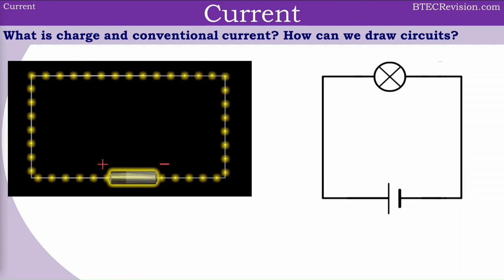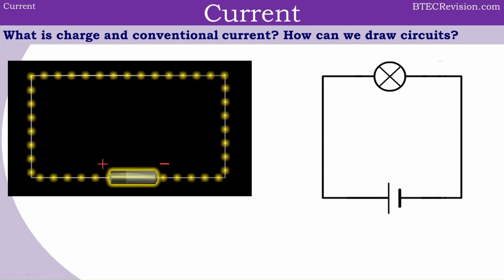What is charge? Charge is a property of protons and electrons, where if you remember from GCSEs, protons have a charge of +1 and electrons have a charge of -1. The diagram on the left side here is an example.